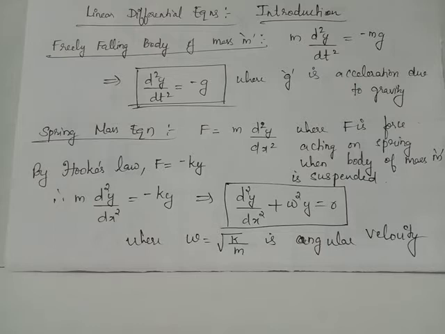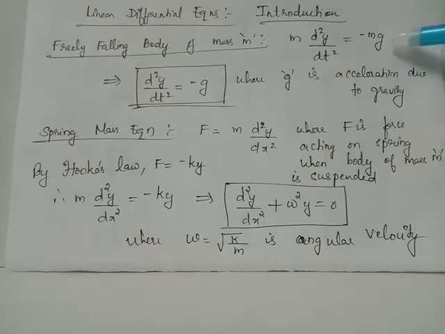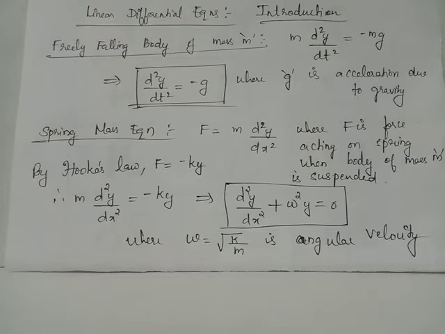We have the differential equation d square y by dt square equals minus g, which follows from this equation. This equation involves the derivative term d square y by dt square, which is the second order derivative of the unknown function y with respect to the independent variable t.